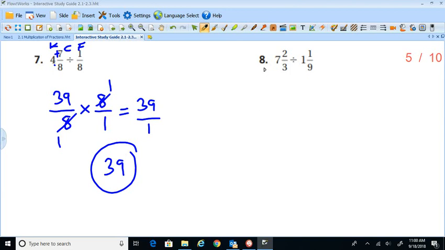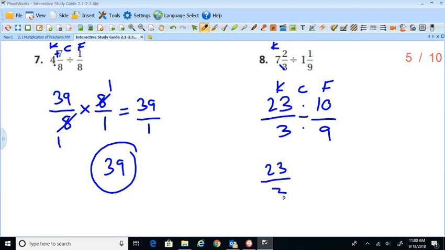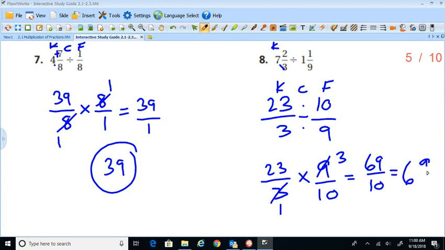Number 8, 7 2/3, that's 21 plus 2, 23/3. This one becomes 9 plus 1 is 10, 10 over 9. So 23/3 divided by 10/9, and at this point, keep, change, flip. 23/3 times 9/10. I can cross simplify. That's a 1, that becomes a 3. And I end up with 69 over 10, which becomes 6 and 9/10. Final answer.